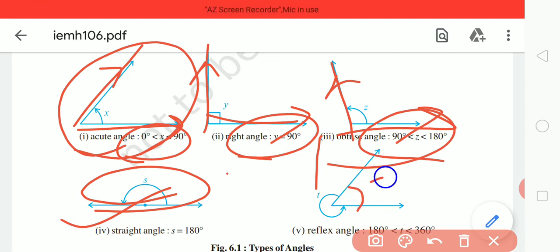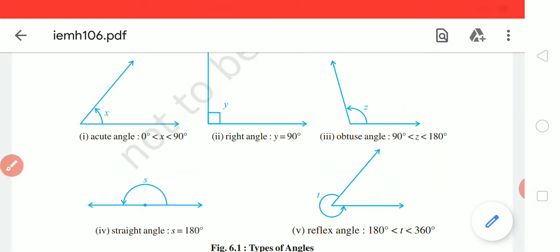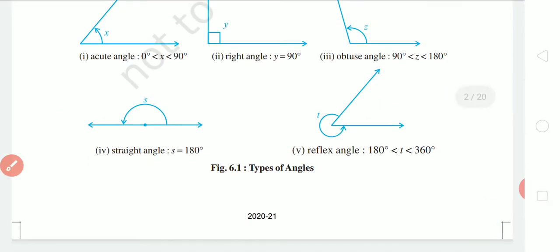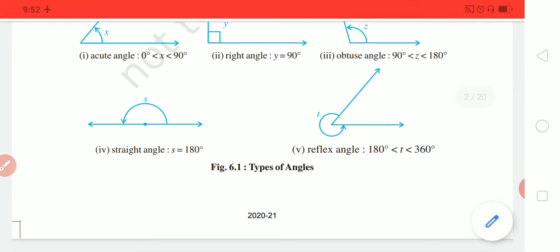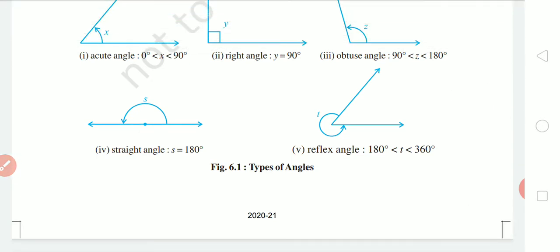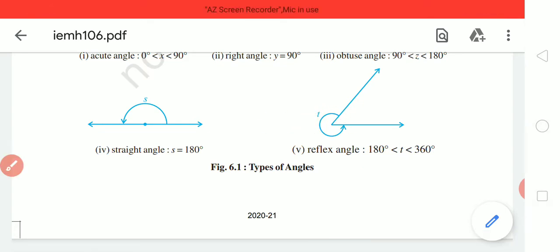And a reflex angle is, if you are having here 30 degree, then 360 minus 30 is the reflex angle, right? This one is the reflex angle. So it can lie between 180 and 360, right? So it lies between 180 and 360.